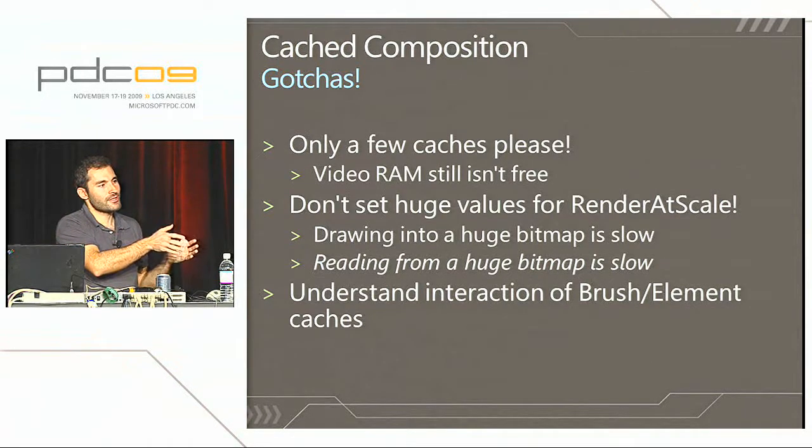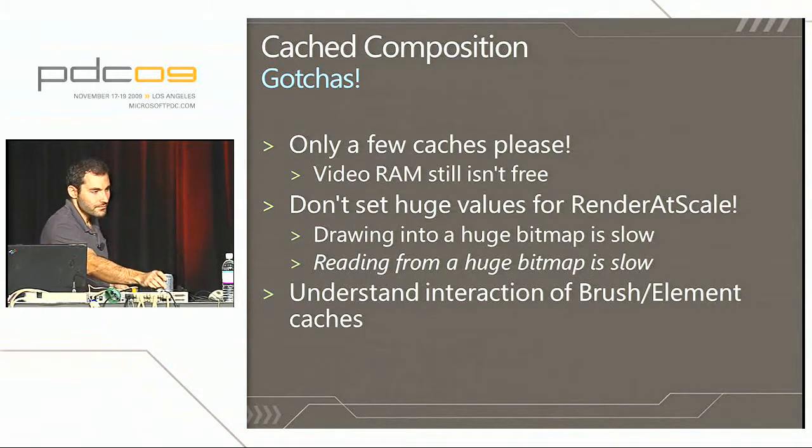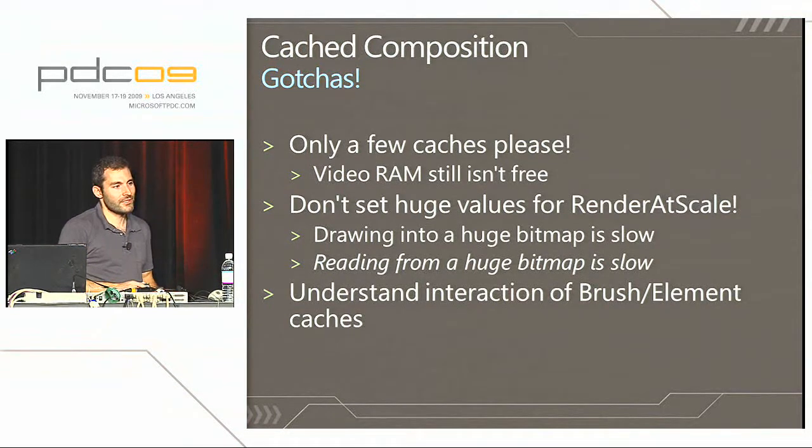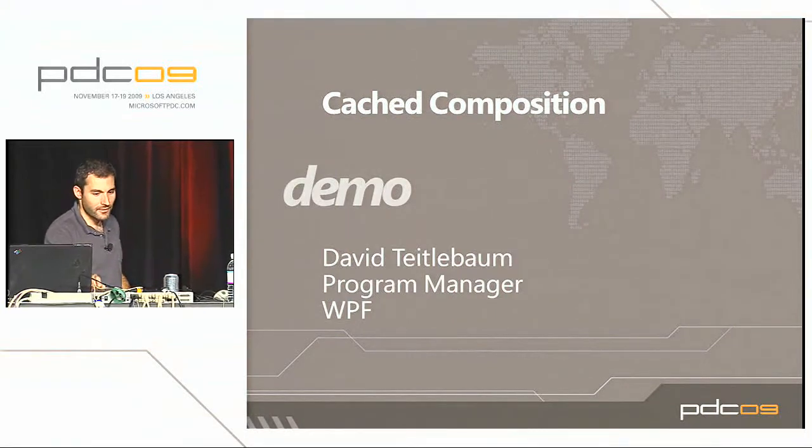So I can effectively set one cache mode on each page of text, which would allow ClearType to exist in that cache. And then I could point a separate caching brush at those pages of text, and that caching brush would not have ClearType on it. And it would be a much smaller render at scale. So it's a powerful feature, and you should play around with it. I've got a couple of demos to show you what you'll get out of it.